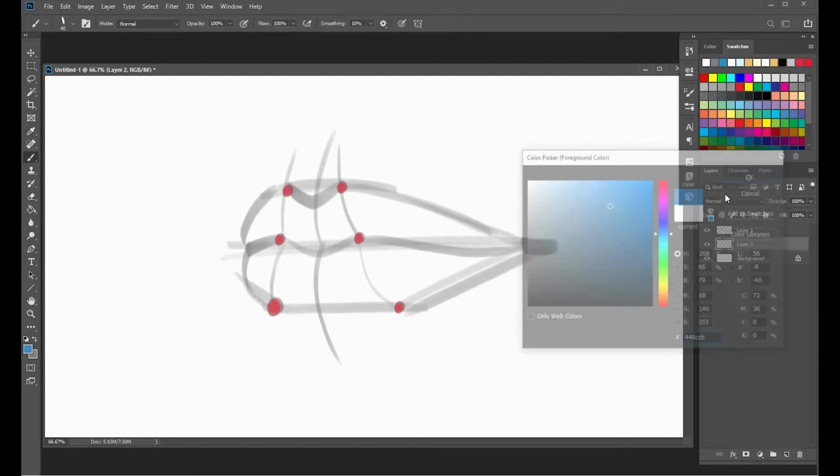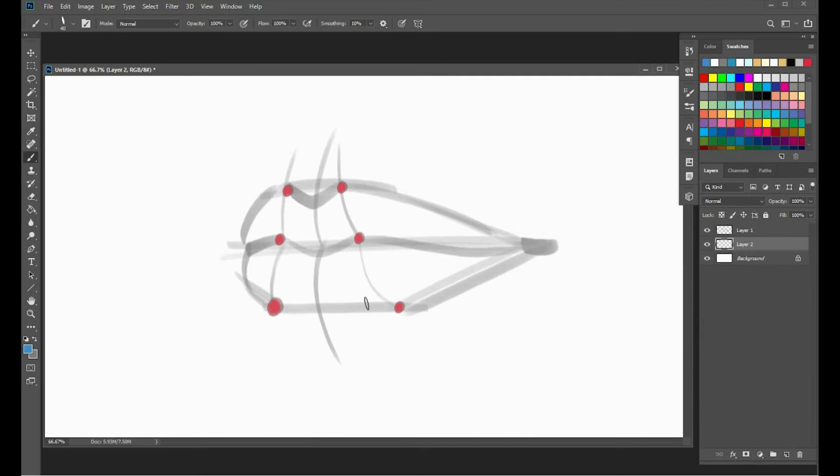Actually, lips have three important volumes. Two spheres on the lower lip and one in the middle of the upper part. These form the main volume of the lips.